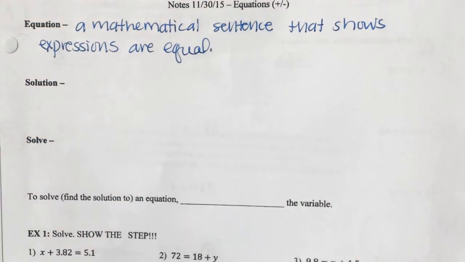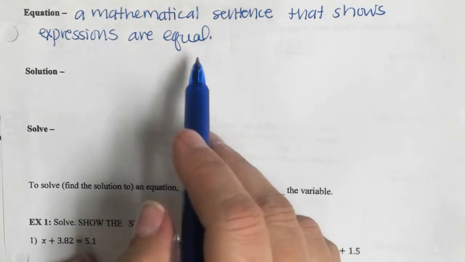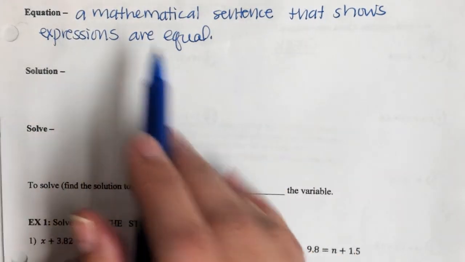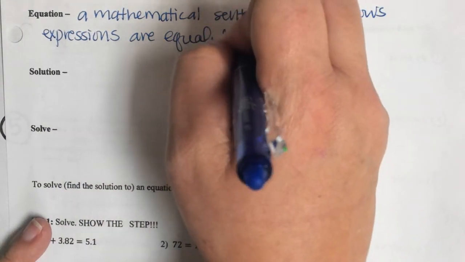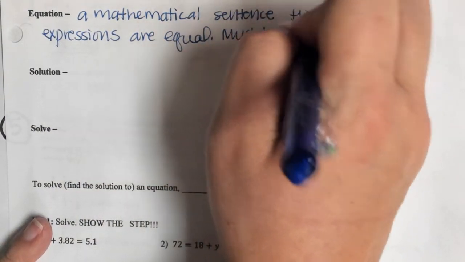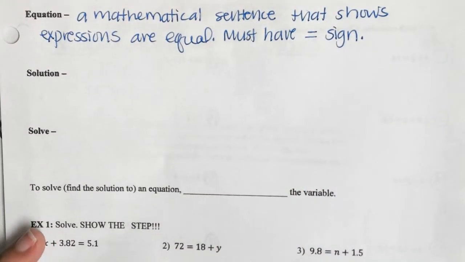A mathematical sentence that shows expressions are equal. And the thing about this, I heard somebody say it a second ago, we must have an equal sign. Okay, must have an equal sign.